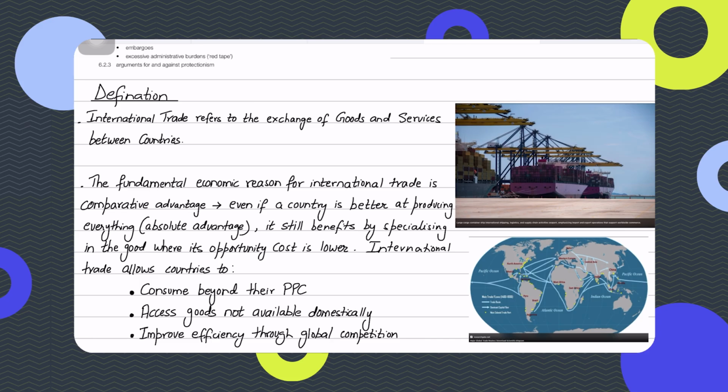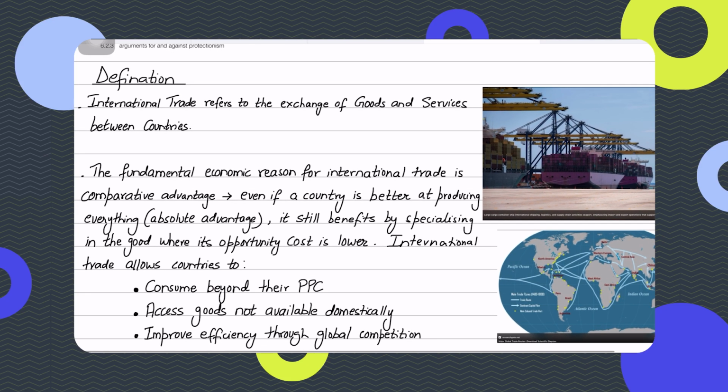So international trade, guys, refers to the exchange of goods and services between countries, that is across borders, that involves both import and export. That's the key definition. The idea of international trade simply has to do with, instead of countries producing everything themselves, let's say instead of Pakistan producing everything itself, countries would specialize.